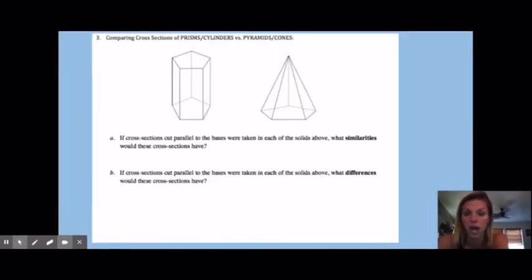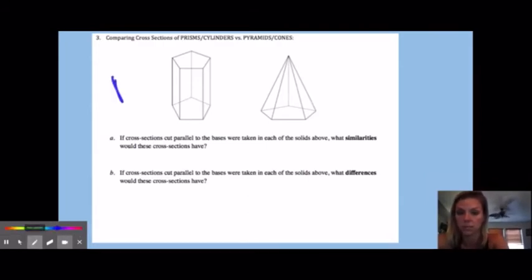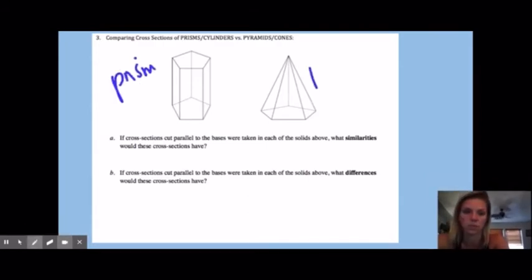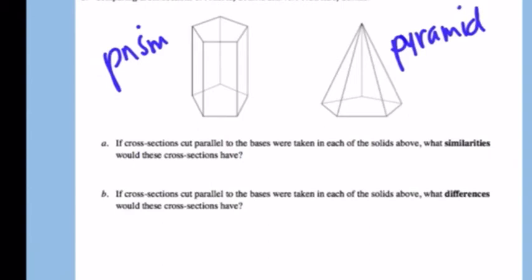Okay. So if you look here, comparing cross sections of prisms and cylinders versus pyramids and cones. This first one here is a prism. This is a pyramid. These both have polygon bases. A pyramid goes to a point. In A, it says if the cross sections cut parallel to the bases were taken in each of the solids above, what similarities would the cross sections have? So similarities, if they're cut parallel to the base, are that they're the same shape. They're a five-sided shape, so they're both pentagons.